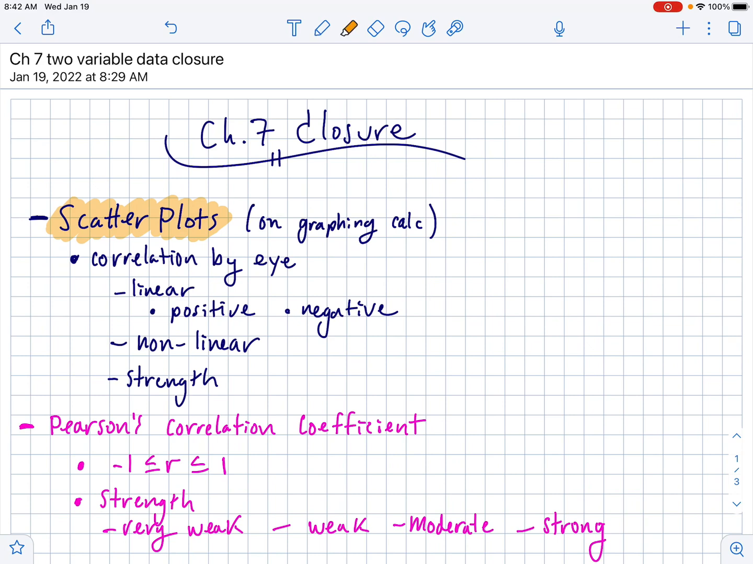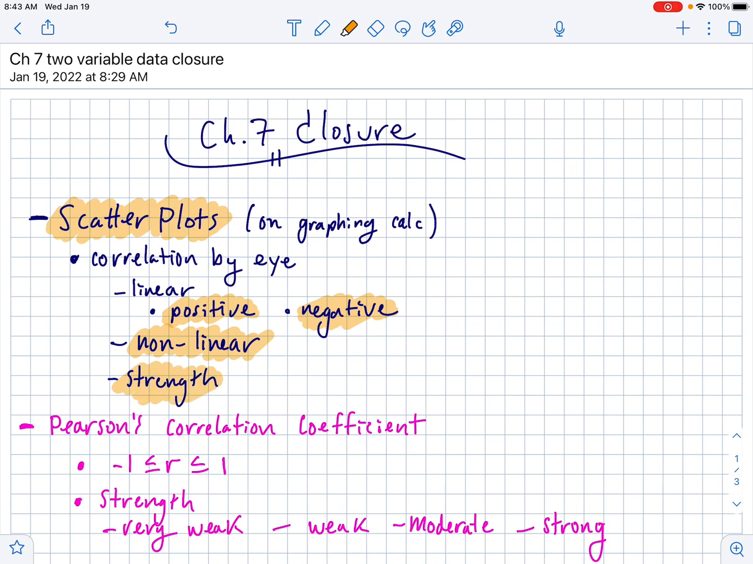One skill you should have is talking about the correlation by eye. That means that you can look at it and talk about how clustered the points are around a linear or nonlinear trend. If they are linear, you should be able to tell whether it's going uphill, which is positive, or downhill, which is negative. We did briefly talk about nonlinear correlation, which can be strong or weak, but we didn't show you how to find a measure of it other than just looking at it and saying it looks like a parabola or an exponential or something like that.